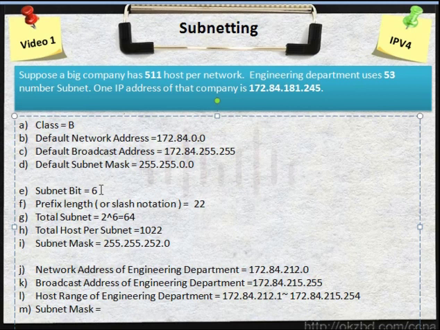Since our subnet bits are 6, the subnet mask is the same as this. You're done.